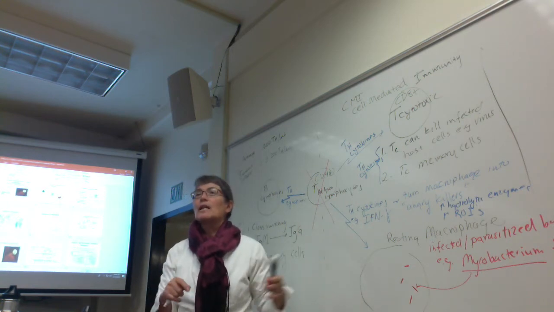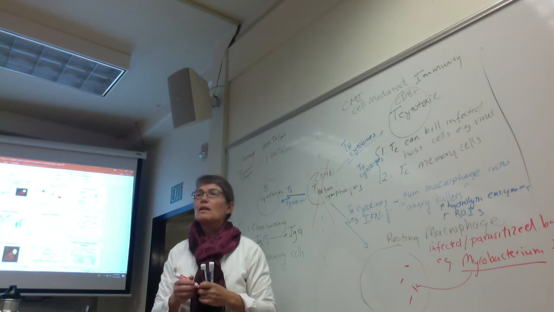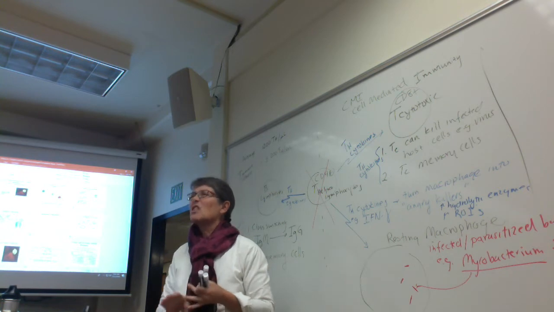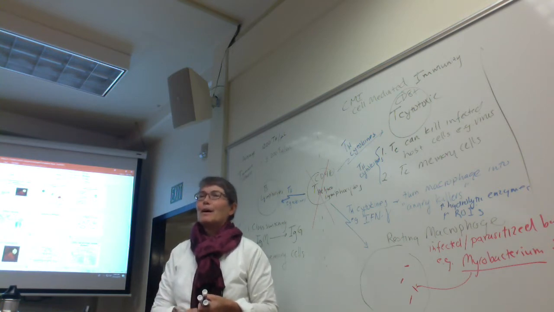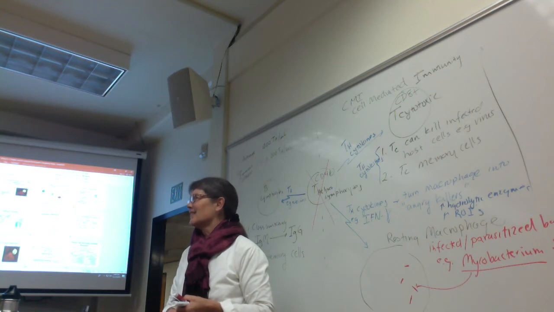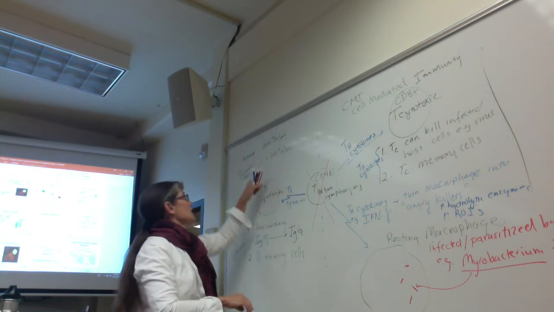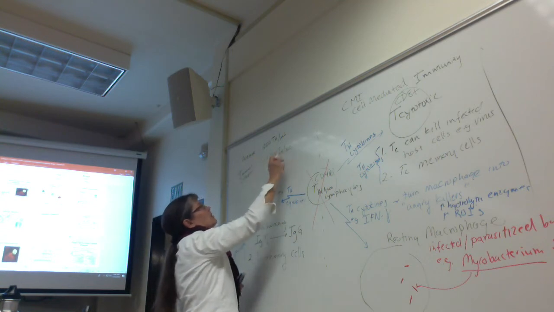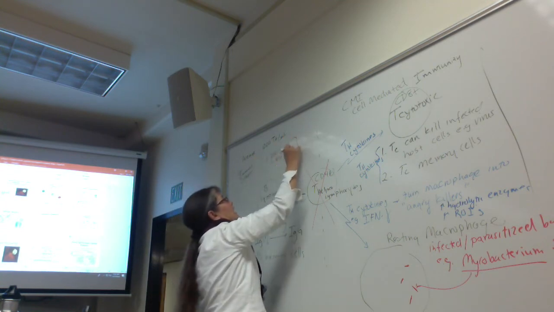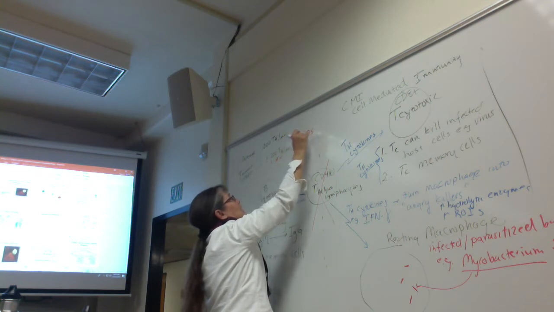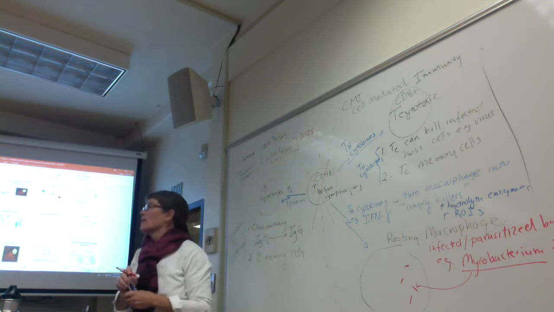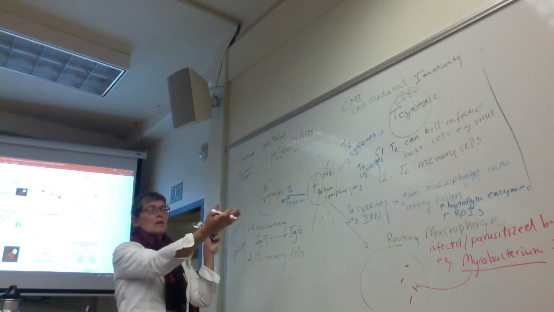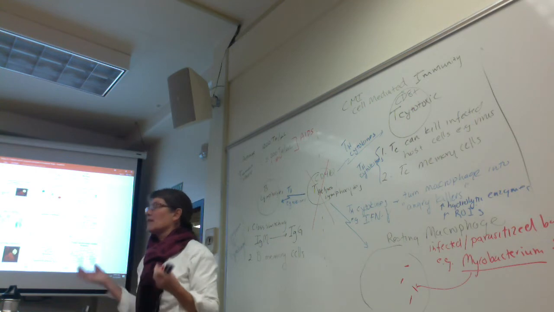And without my T helpers, can I activate my macrophages so that they can kill these facultative intracellular parasites like Mycobacterium tuberculosis, Listeria, Salmonella, Shigella? No. So what happens, you guys, is if I'm HIV positive and my T helpers are below 200 per microliter blood, now officially I have AIDS. And what does AIDS mean, folks? Acquired immunodeficiency syndrome, right? And again, folks, all the cells that are involved in adaptive immunity, they don't work anymore.